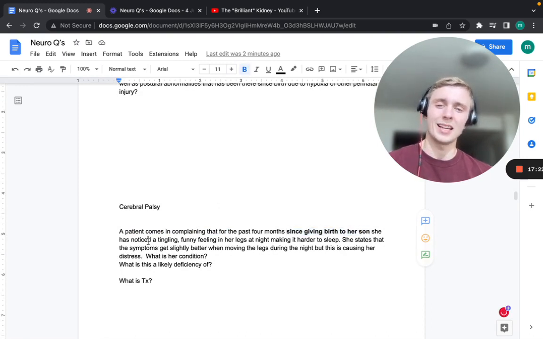she has noticed a tingling, funny feeling in her legs at night that makes it harder to sleep. She states that the symptoms get slightly better when moving the legs during the night, but this is causing her much distress. What is her condition? What is this likely a deficiency of, which could give it away? And what is the treatment for this condition?